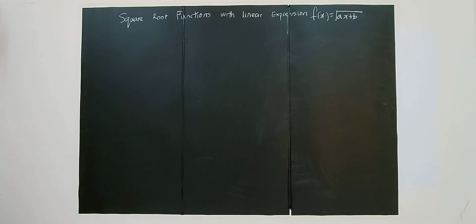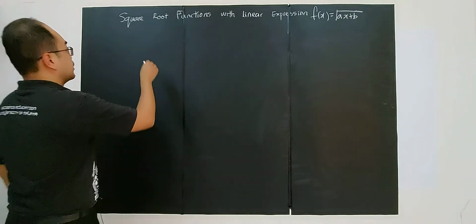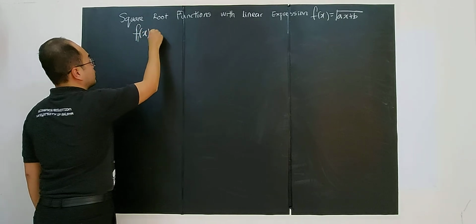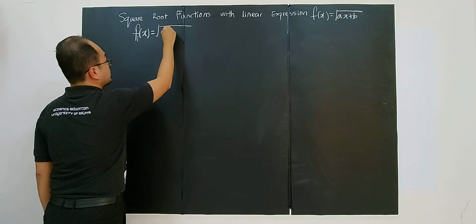Hello, in this video I'm going to introduce you to the graph of the square root function with a linear expression. We only talk about the square root function with a linear expression. So we mainly talk about the graphing, the sketching of the graph of a square root function. So I know that f(x) is the square root of ax plus b.